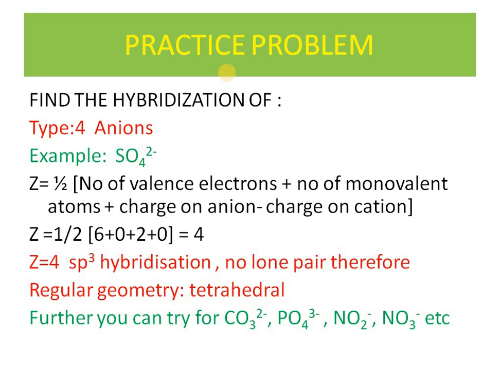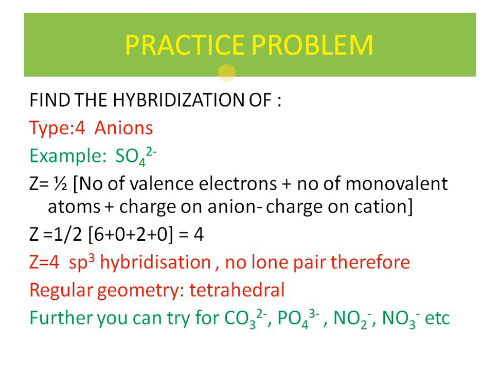Okay. Next are anions, for example sulfate. This is the type for anions; anion means a charge is there. Z is equal to half. Sulfur belongs to group 16, so 6 valence electrons, plus no monovalent, plus the charge on the anion. What is the charge? 2. You need not add the minus sign; only the magnitude of the charge you have to add, nothing else. And the cation is not there, so 8 divided by 2 is 4. 4 means sp3 and there is no lone pair, hence we can say the geometry is tetrahedral.